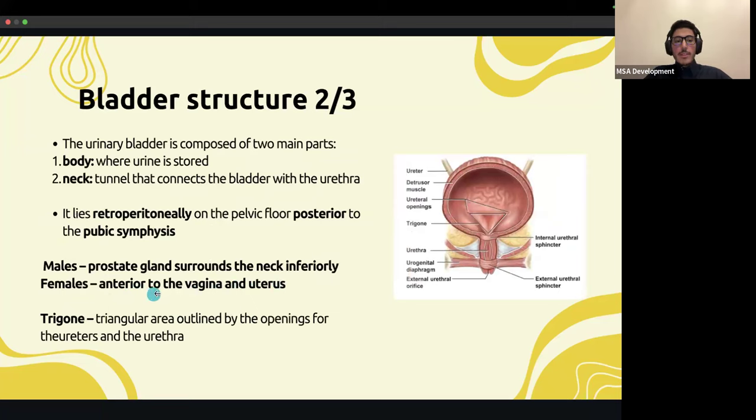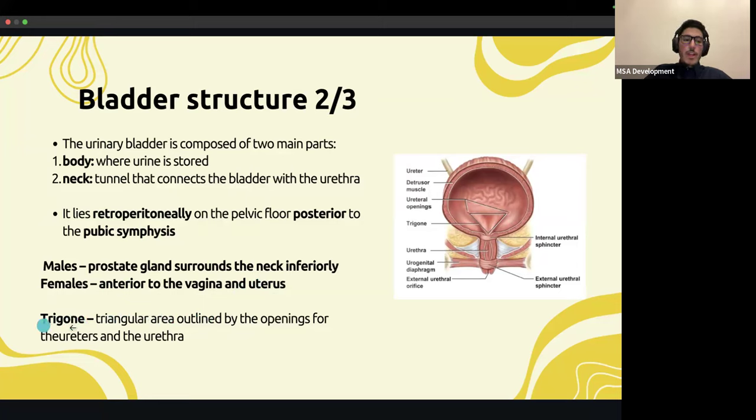Whereas in females, there's a slight difference where we have the bladder and nothing below it, just the urethra. Posterior to the bladder, we have the vagina and the uterus. So the bladder lies anterior to the vagina and uterus, and anterior to the bladder we have the pubic symphysis. I don't know if I just confused you, but anatomically, we start with the pubic symphysis anteriorly. Behind that, we have the bladder. Behind the bladder, we have the uterus and the vagina.